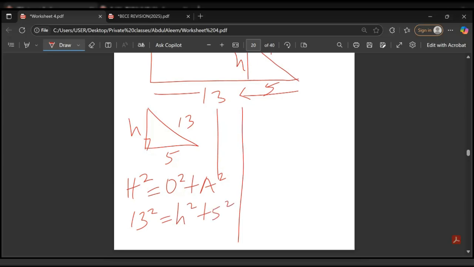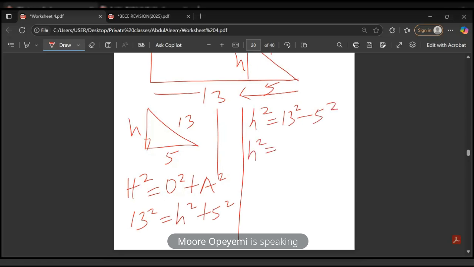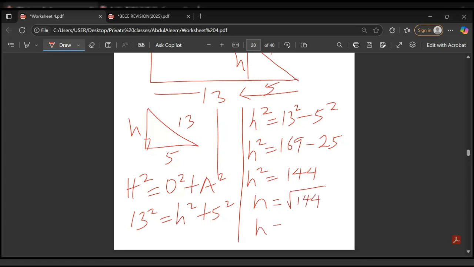So that means h squared equals 13 squared minus 5 squared. That means h squared equals 169 minus 25. That means h squared equals 144. Then h equals the square root of 144, then h equals 12. So that's the answer. So I believe I've answered the question, Olatunji.